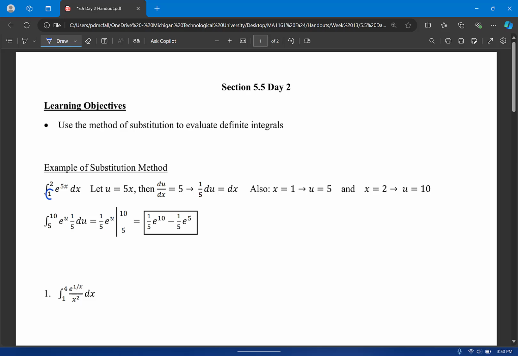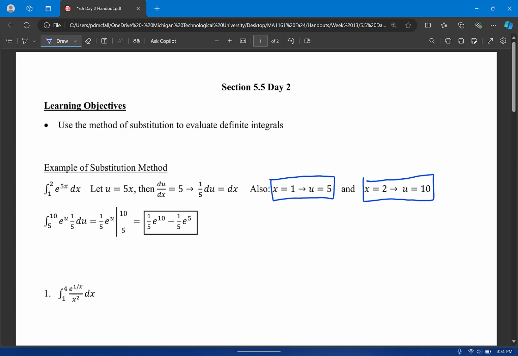Our original limits of integration, x equals 1 and x equals 2, those numbers were x-coordinates. Since we're going to rewrite our integral in terms of u, we want to figure out what x equals 1 and x equals 2 is in terms of u. So we can use our original substitution of u equals 5x and figure out what the corresponding numbers for u are. Well, when x equals 1, u is equal to 5, right? Because 5 times 1 is 5. When x is equal to 2, u is equal to 10, because 5 times 2 is 10.